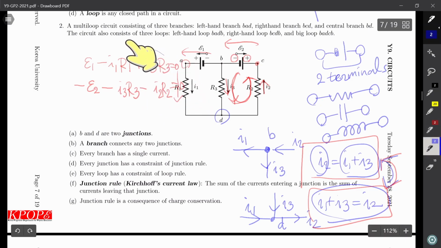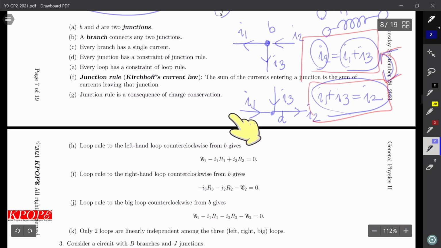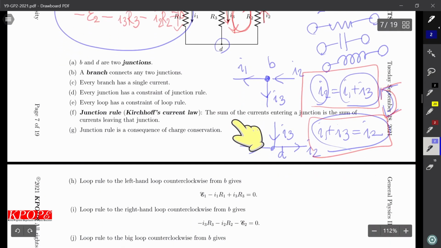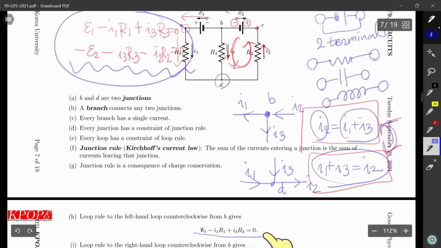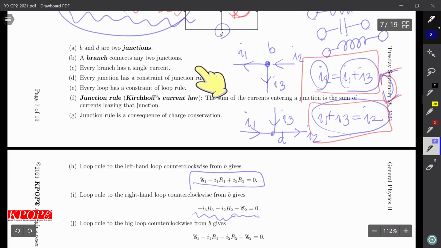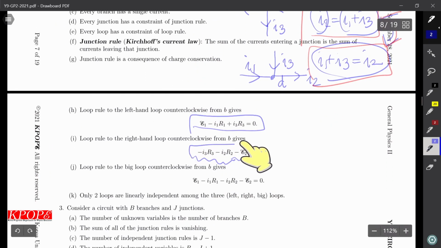Hence, you have two equations. Now you see this equation is I3 R3 minus I2 R2 minus E2. So this is the same as this, and this equation is the same as this equation. So you have constructed two equations.